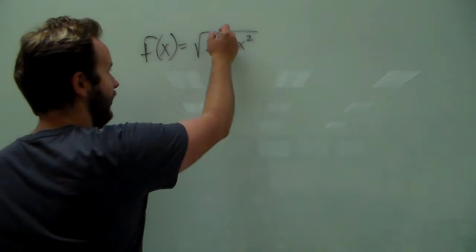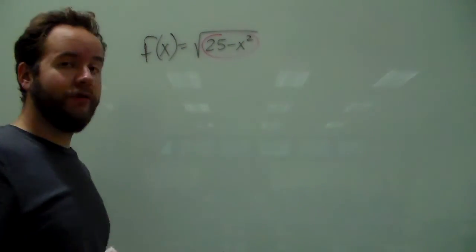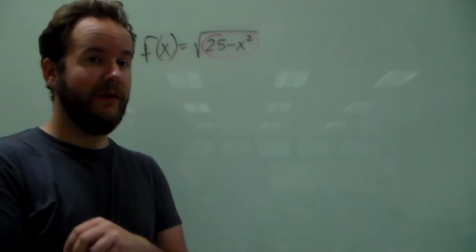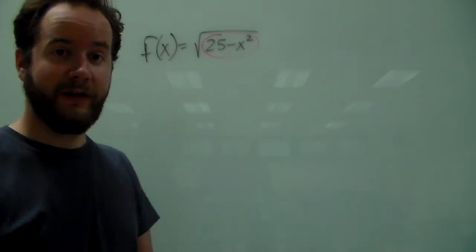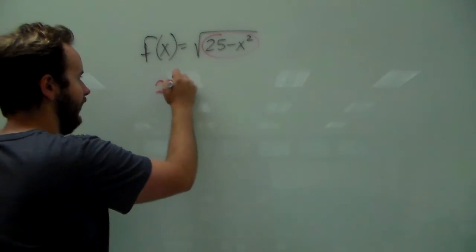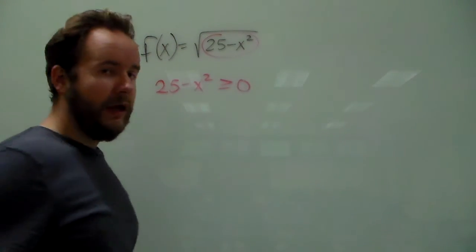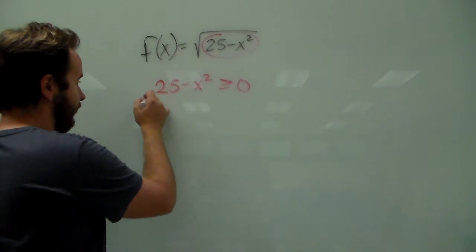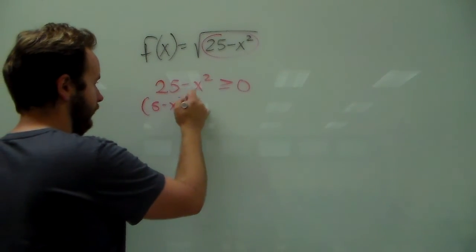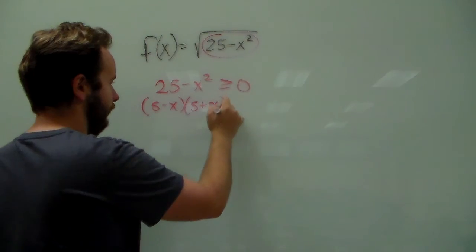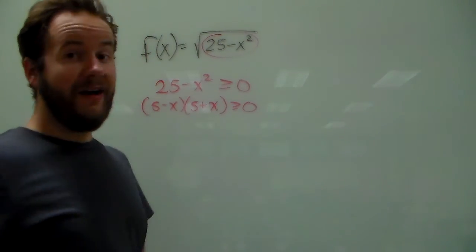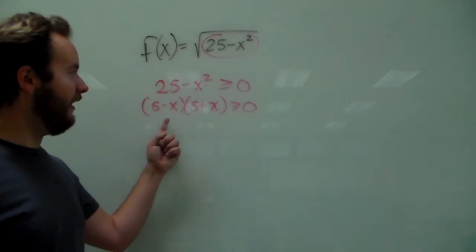So we have 25 minus x squared. We remember rule number 2 of the domain says you can't take the square root of a negative number, and because we see a square root, we need to make sure that doesn't happen. So we're going to say 25 minus x squared is greater than or equal to 0, and we're going to solve that. This can factor into 5 minus x times 5 plus x. The values of x that cause this to be 0 are 5 and negative 5.